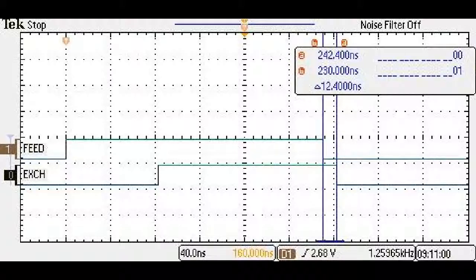software-only approaches. Welcome to the Argon Design high-frequency trading demonstration.